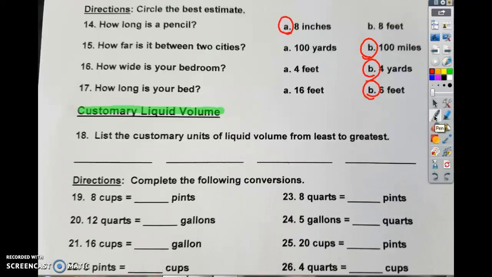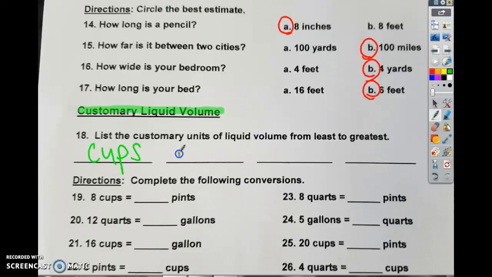So the customary units of liquid volume from least to greatest are, we start with cups. And we're going to see this today. Hopefully you saw this today in class when we did our gallon man. Cups.